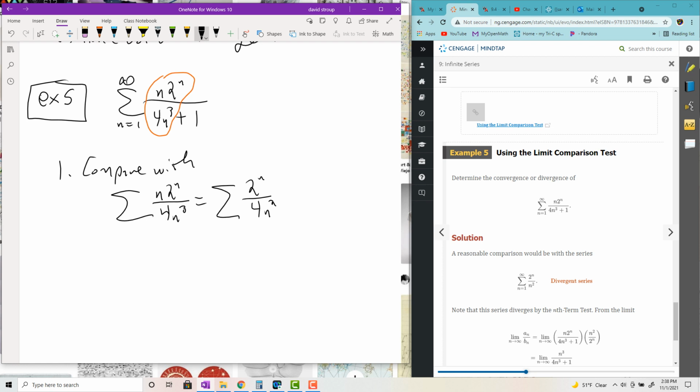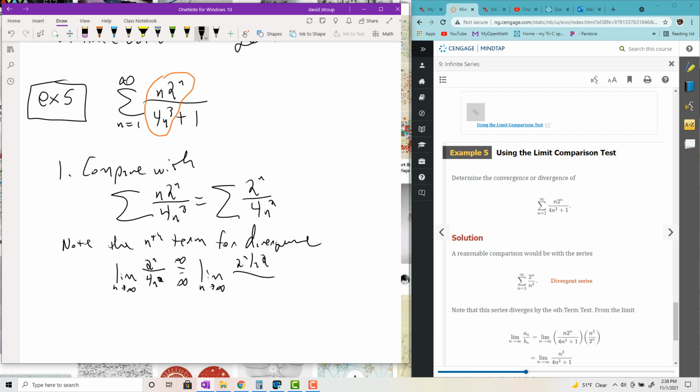Anyways, you can do the nth term test on this. Note the nth term test proves divergence. As long as the limit of the terms is not equal to 0, it'll diverge. So you take the limit of the terms of the series as n goes to infinity. This is infinity over infinity, so you can do L'Hopital's. You get the limit as n goes to infinity of 2 to the n times ln of 2 all over 8n.